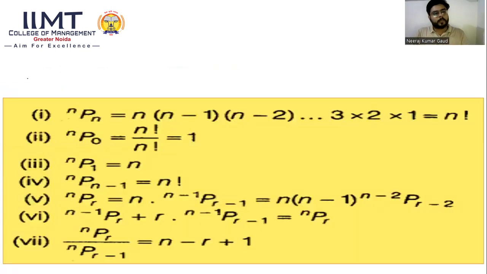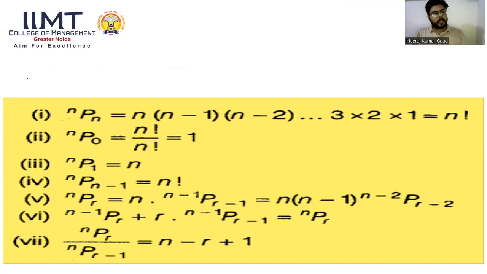So these are some properties of permutation. The first one is nPn, which is equal to n × (n−1) × (n−2) ... 3 × 2 × 1, which comes out to be n factorial. The second property is nP0, which is n factorial upon n factorial, which comes out to be 1. The third property is nP1, which is n. The fourth property is nP(n−1), which comes out to be n factorial.